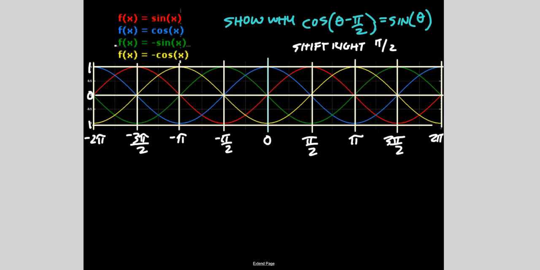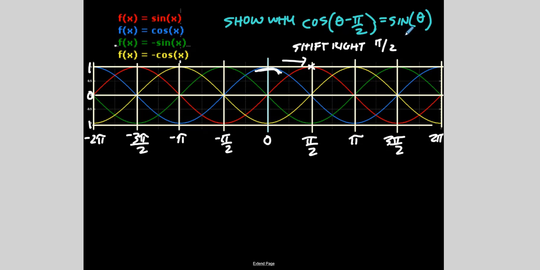So first what we do is we find cosine. Cosine's right here. Okay, that's cosine of 0. So I'm shifting cosine right pi over 2. So that puts me right here. Okay, well what is that? That's sine theta. So that is why this property is true.